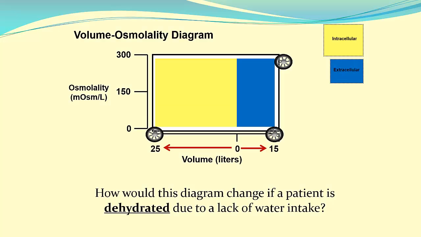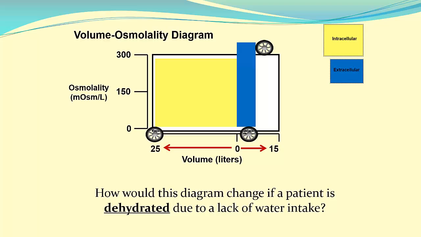In order to visualize how a volume osmolality diagram might be altered, let's picture a situation where a patient is dehydrated. I've depicted the boxes as being set on wheels, indicating that they can be moved across the diagram. During dehydration, a patient would first lose a volume of fluids from the extracellular space, so we should see our blue box become narrower. As the patient loses water, the solutes that are left behind would become more concentrated, which we can represent here as the extracellular box becoming taller.